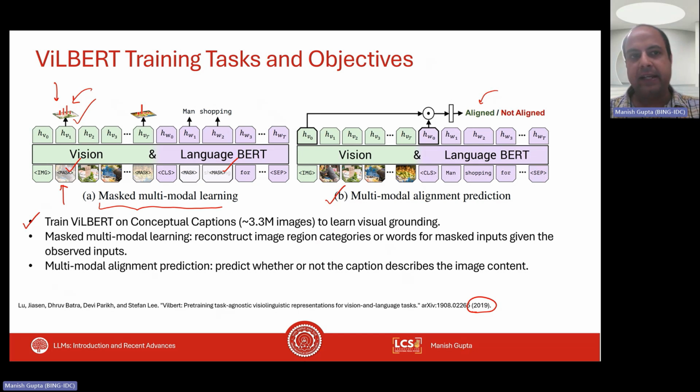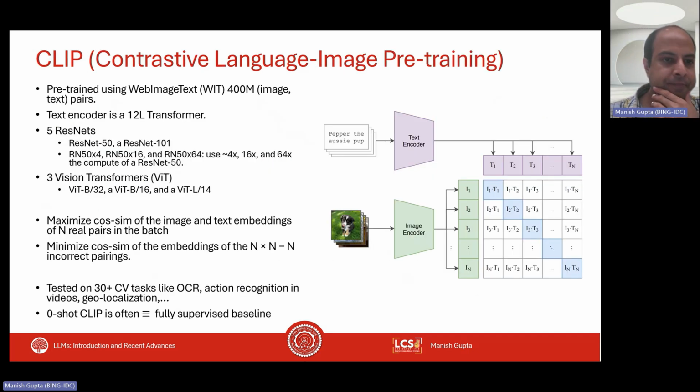If it learns, great. Else there is a backpropagation, cross entropy loss backpropagated. So that's basically masked multimodal learning, a great extension from just the masked language modeling as done in VisualBERT.